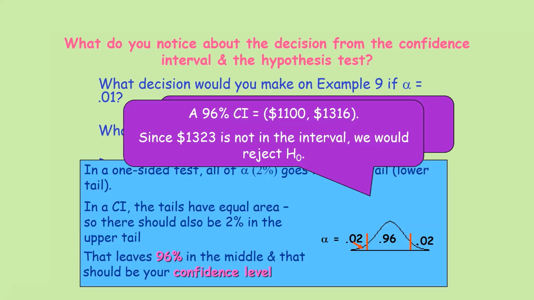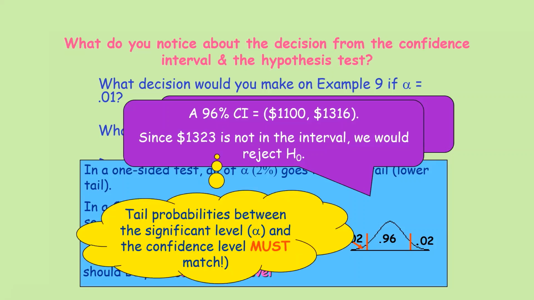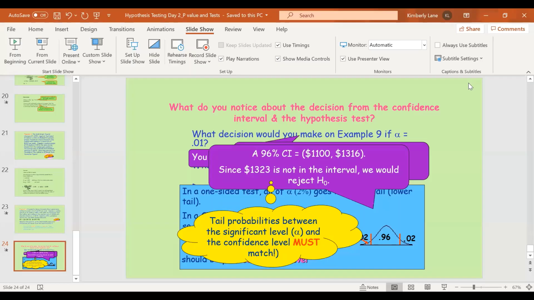So again, confidence level, whether you're doing a one tail or a two tail, it's very important to check the values. The tail probabilities between the significance level and the confidence level must match. And that concludes a hypothesis test.